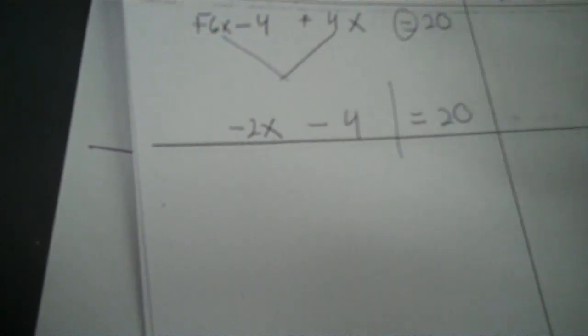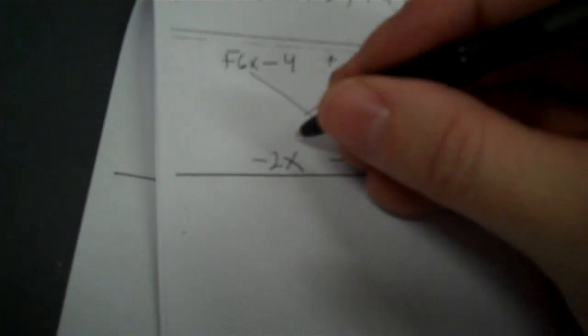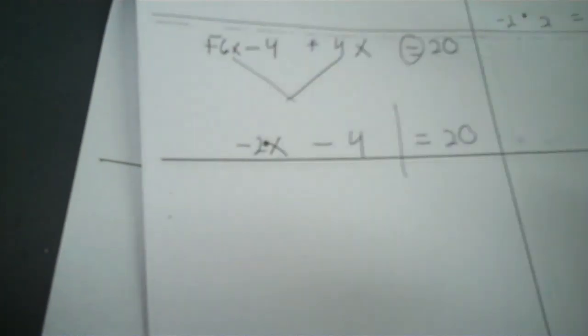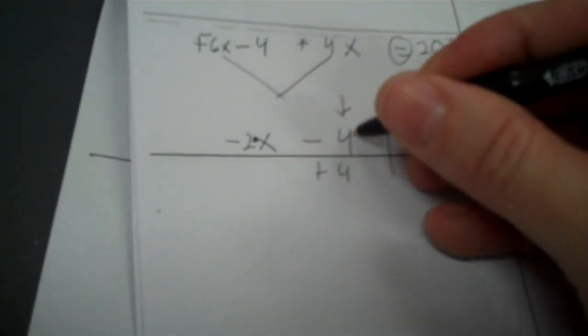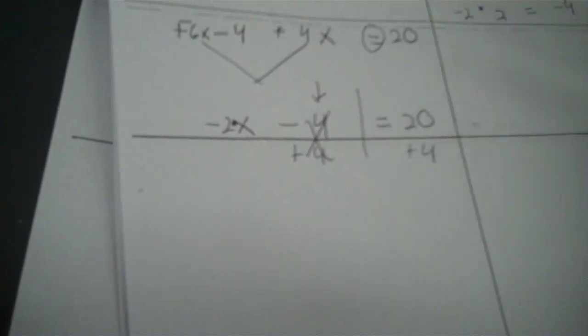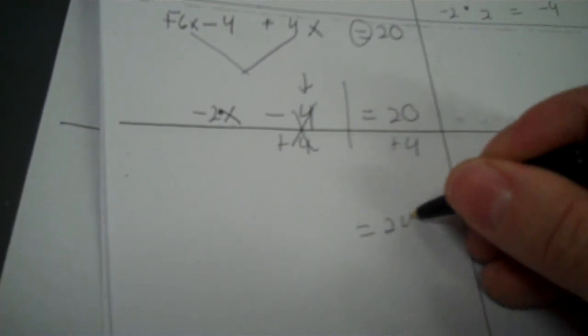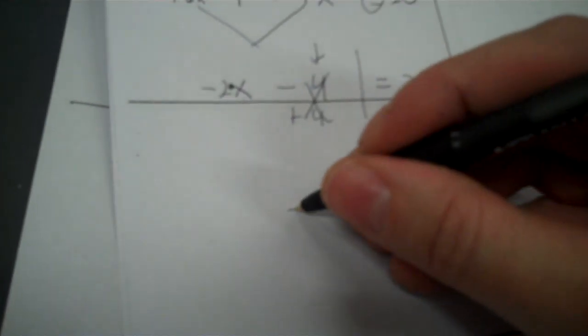Okay, so the wall's here, two operations with x. It's being multiplied by negative 2, and then a 4 is being subtracted. So the opposite of minus 4 is plus 4. So 20 plus 4 is 24. And then over here we got negative 2 times x. Then I divide both sides by the number with the x, negative 2. And 24 divided by negative 2 is negative 12.